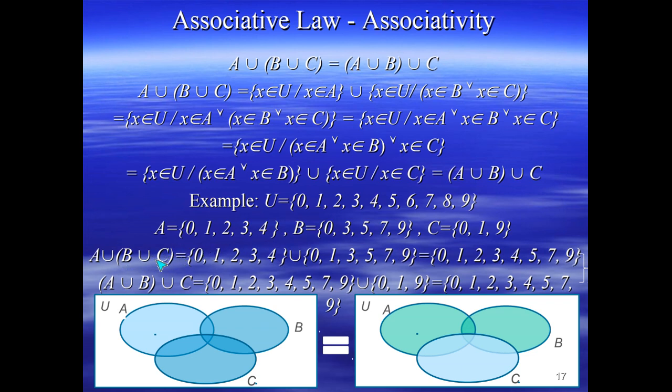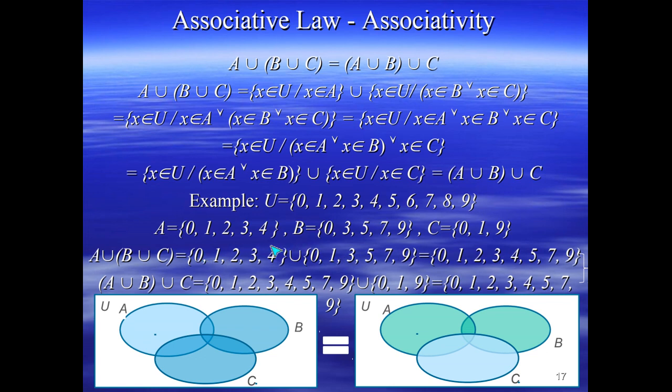A union, B union C in parentheses, the left-hand side. What shall we do? We should first unite B and C and then add A to this one. What is A? 0, 1, 2, 3, 4. I write it down here. Union B union C. What is B union C? 0, 1, 3, 5, 7, 9. 0 is common. 9 is common. I don't count them twice. I count them once. So 0, 1 comes from here. 3, 5, 7, and 9 come from both, so I take them. So 0, 1, 3, 5, 7, 9 is B union C.